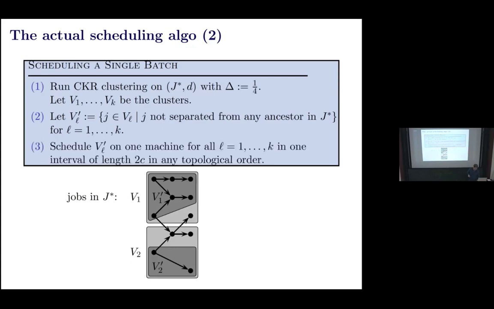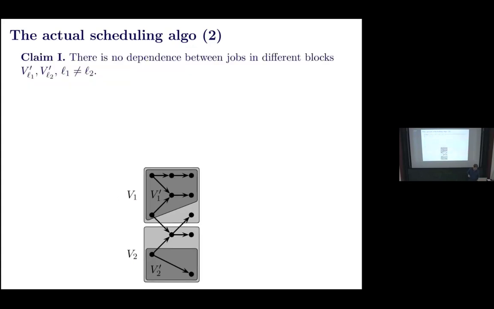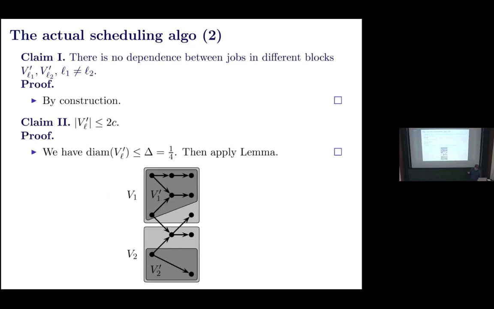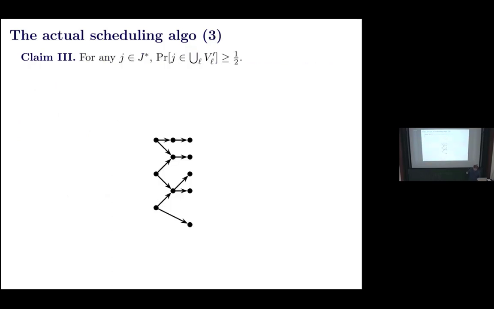So this is by construction, my schedule is indeed feasible. I'm not scheduling too many jobs in one interval, only 2c, and this is because of the diameter bound. I just argue that clusters of bounded diameter have bounded size. This is also fine. So, good.